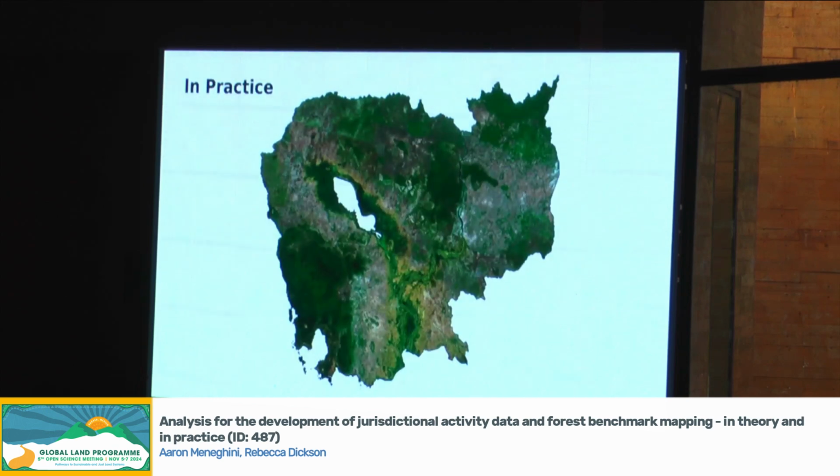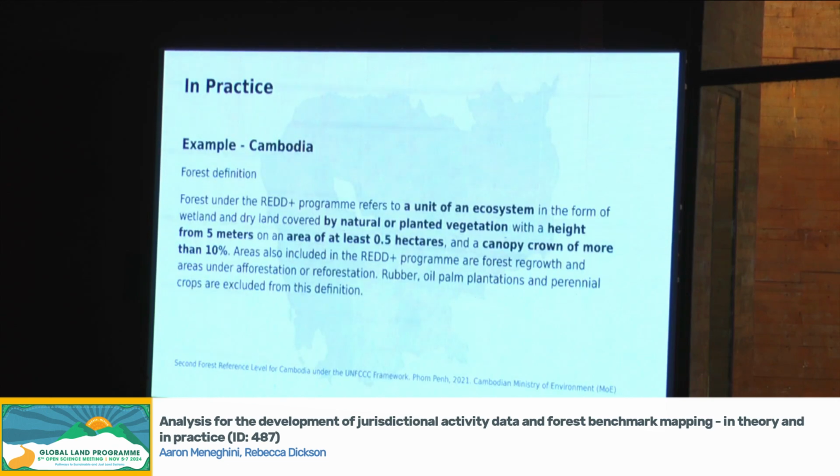So, here's Cambodia, which I'm going to use to illustrate this process. Cambodia does have a forest definition. It was submitted in their forest reference level to the UNFCCC framework. Here we have a forest is a unit of an ecosystem in the form of wetland and dryland covered by natural or planted vegetation. Again, we have a height requirement of 5 meters on an area of 0.5 hectares with a canopy crown of at least 10%.